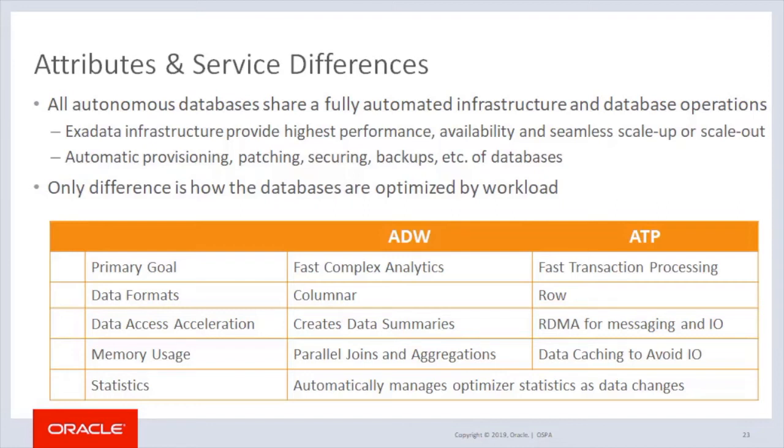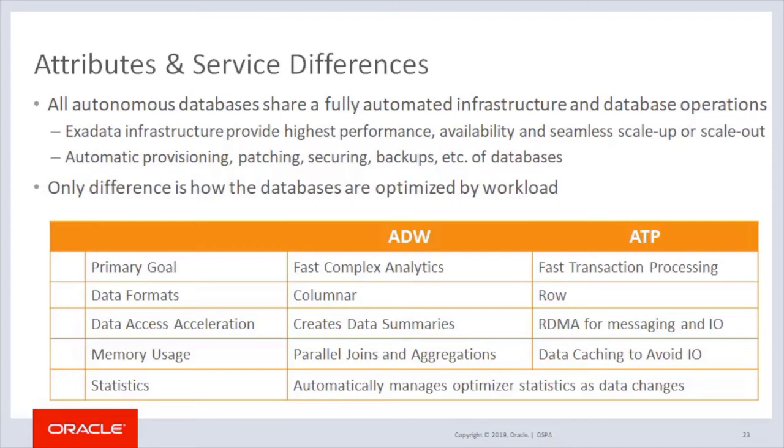Regardless of the workload, we need to keep optimizer statistics current to ensure we get optimal execution plans. With ADW, we're able to achieve this by gathering statistics as part of the bulk load activities. With ATP, where data is added using more traditional insert statements, statistics are gathered automatically, periodically.